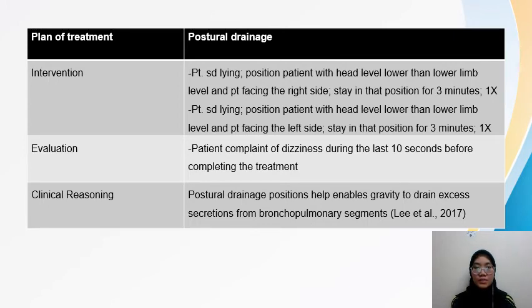For the evaluation, patient complained of dizziness during the last 10 seconds before completing the treatment. And for the clinical reasoning, postural drainage position helps enable gravity to drain excess secretions from bronchopulmonary segments.